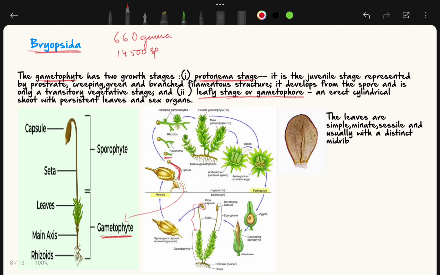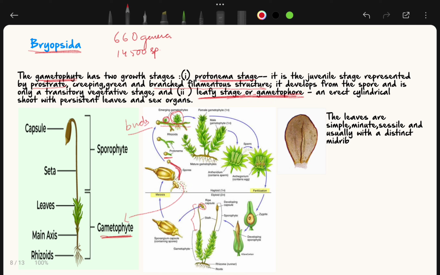This protonema is prostrate, which means that it will grow flat on the surface, and it is a branched filamentous structure. So it will grow prostrate, and it has branches, right? So it is a branched filamentous structure, and only through the protonema do you start to produce buds. And through that, the gametophore or the leafy stage, you can use either one, the leafy stage or the gametophore, will grow from there.